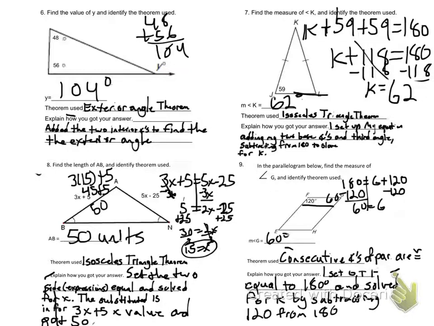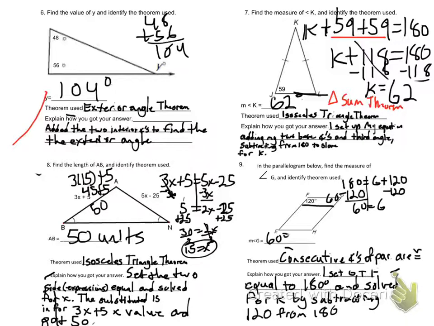We got 62 for K, and it's the isosceles triangle theorem because we know the two base angles here are congruent. But we're also using the triangle sum theorem to add up all the angles. So in this, you have to know that it's an isosceles triangle when we're talking about the base angles being congruent, but you're using that together with the triangle sum theorem as well. Explain how you got your answer. I set up my equation, added the two base angles and the third angle, subtracting from 180 to solve for K.